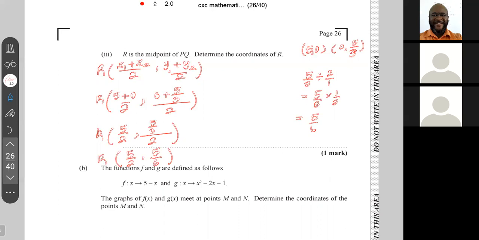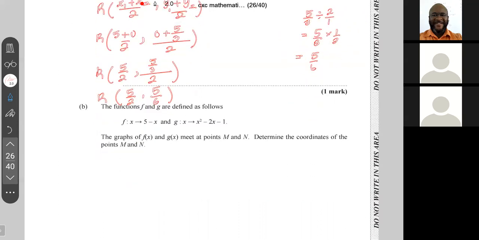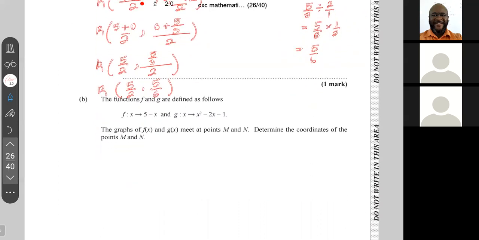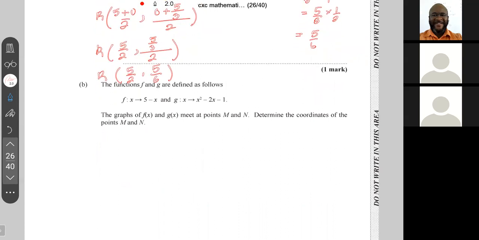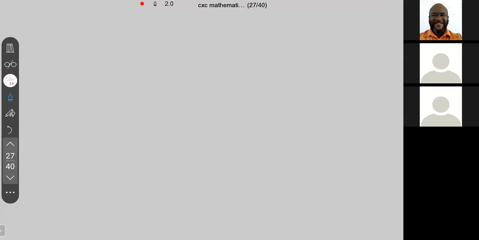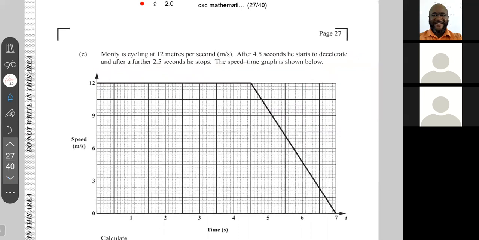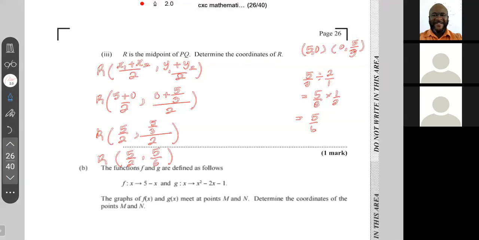All right. B part of the question is relations and function, at least that's what it looks like. And then C looks like we're going into something different.